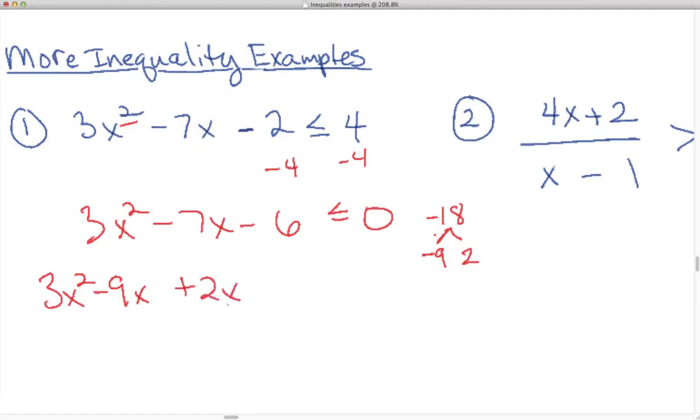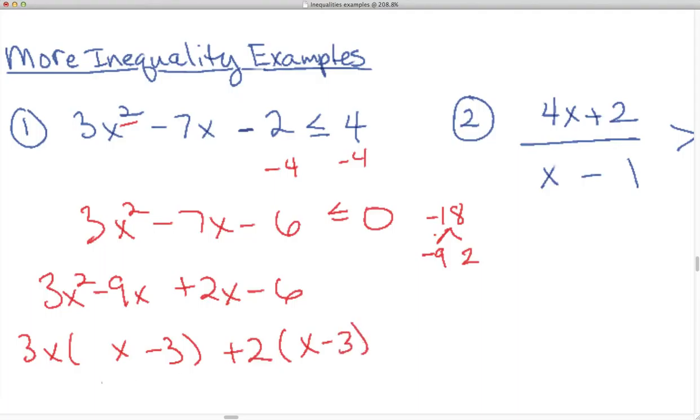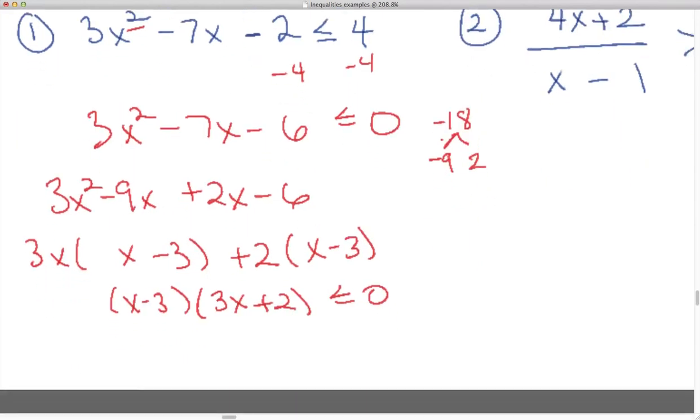Plus 2x minus 6. Factor out the common 3x of the first two. You're left with x minus 3. Then factor out the 2 and you're left with x minus 3 again. So then you're left with x minus 3 times the sum of the coefficients of the two sets of parentheses, and you get that. Okay.